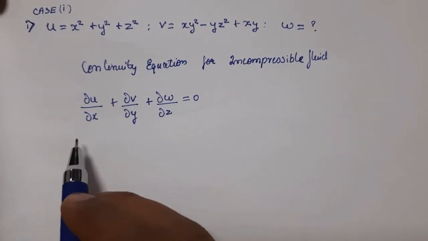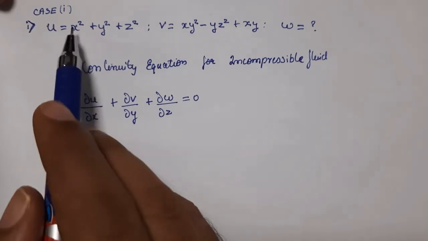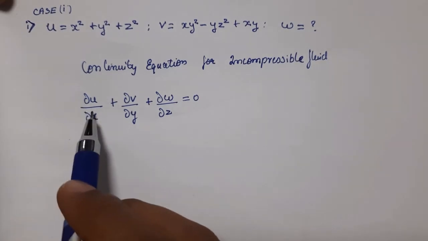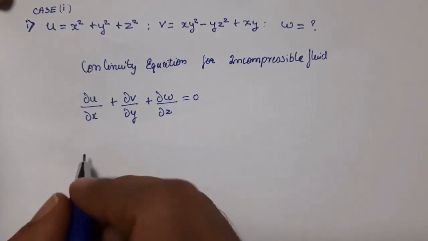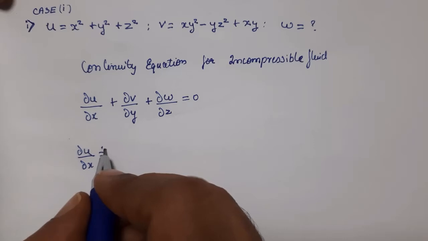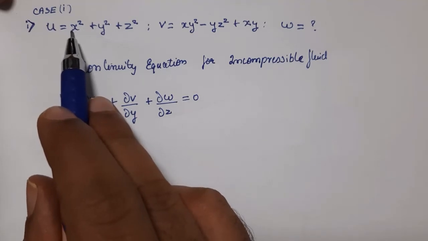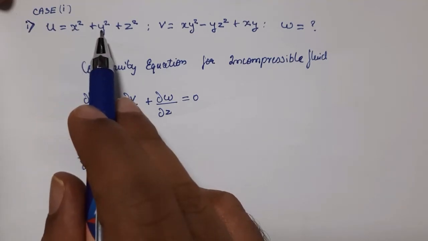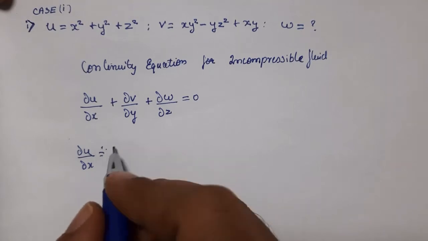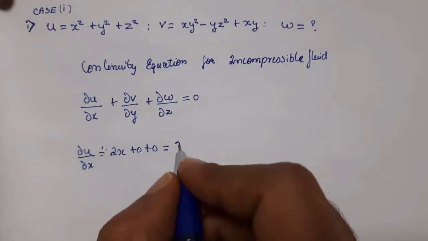So it is constant throughout the liquid, so it is 0. Here if we consider case 1, what we get is u is equal to x square plus y square plus z square. Now differentiate this with respect to x. Dou u by dou x is equal to: differentiation of x square is 2x, differentiation of y square is 0, and differentiation of z square is also 0. So you'll get the value as 2x.